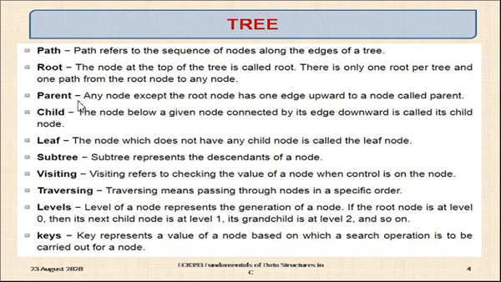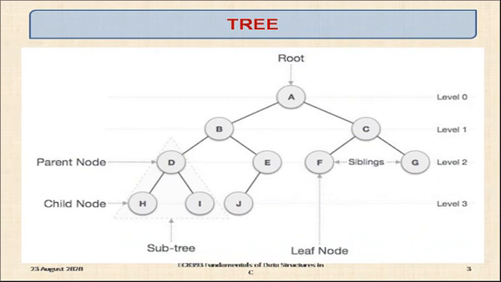Then parent. Any node except the root node that has one edge upward to a node is called a parent. This is a parent, like that. So B is the parent of D and E, whereas B is the grandparent of H, I, J. Similarly, D is the parent of H and I, right? And H and I are the children of the parent D.